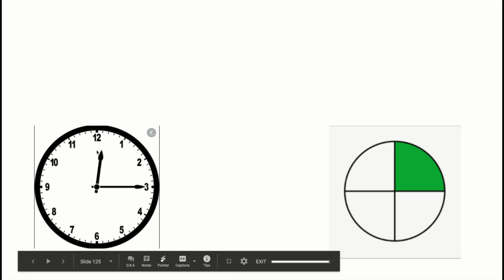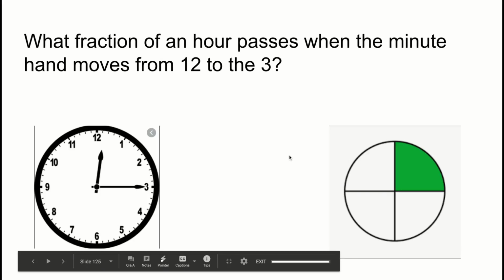Does this clock formation remind you of this fraction? It should. A fraction of an hour passes when the minute hand moves from the 12 to the 3. What fraction do you see here? 1/4. Because it's divided into 4, and only 1/4 is colored in, or in this case, only 1/4 of time has passed. Good work.